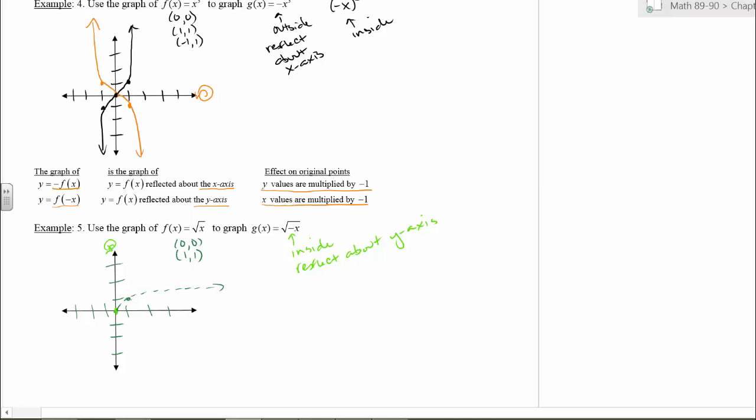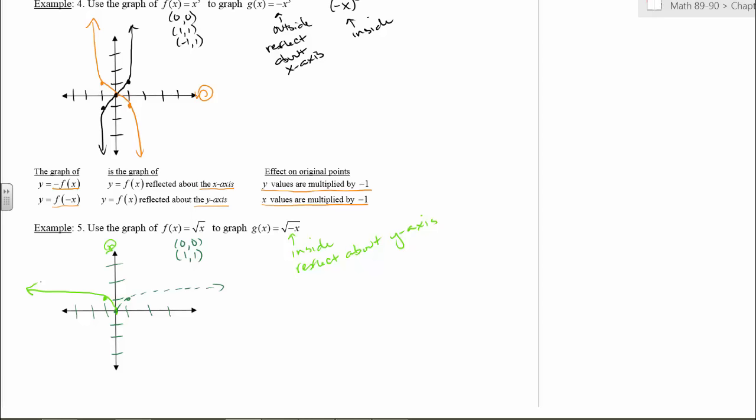But what happens to 1, 1? He's going to flip across the y-axis, and so he's 1 unit to the right of the y-axis, so he'll end up 1 unit to the left, and you can see this tail's going to flip around to this other side, and so we end up with the square root function moving to negative infinity instead of positive infinity as far as the x-axis is concerned.